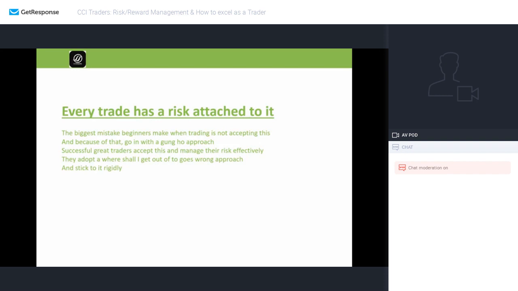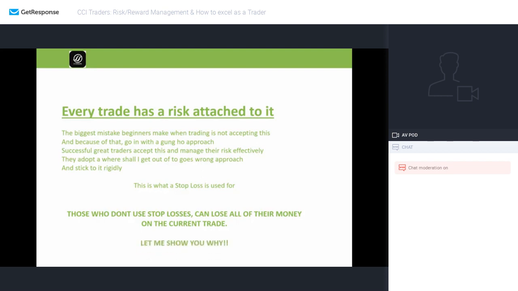Stick to it rigidly. So important. Don't deviate from that. And this is what a stop loss is used for. Those who don't use stop losses can lose all of their money on the current trade they are in. And please remember that. Let me show you now in a video why that is.